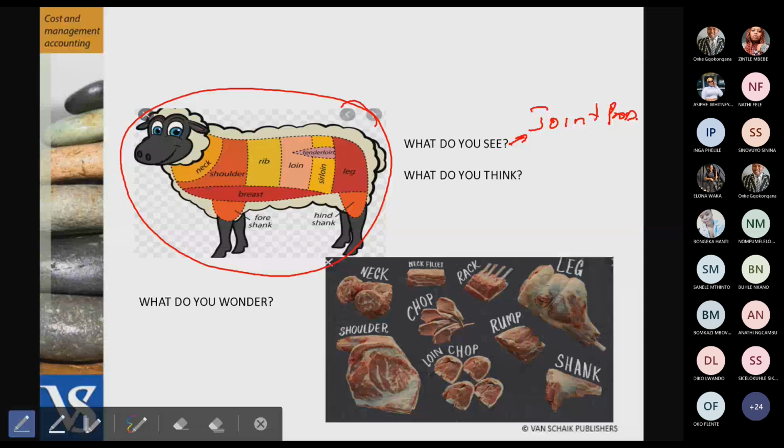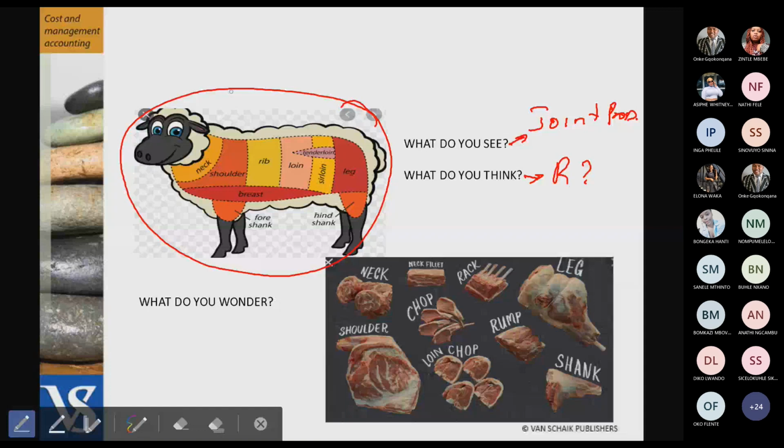That is the livestock in the form of a sheep. So we call it the joint product. So that sheep. Then we can say again, what do we think? So probably how much does this sheep cost? So probably that's what came up in our mind. So how much did we pay for this particular joint product, which is called the sheep in this particular case?